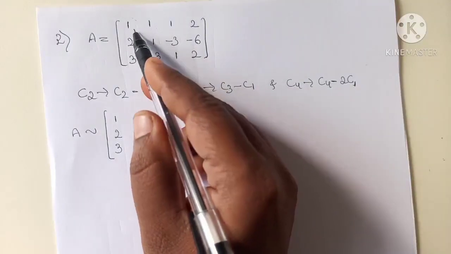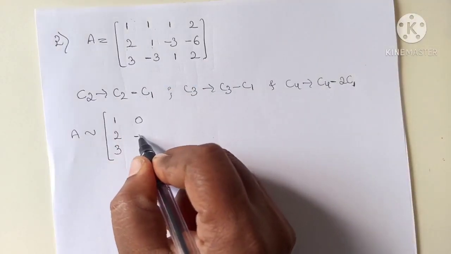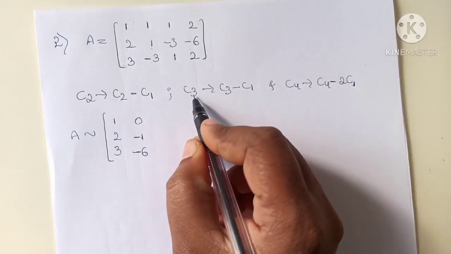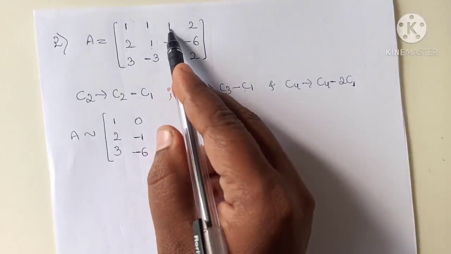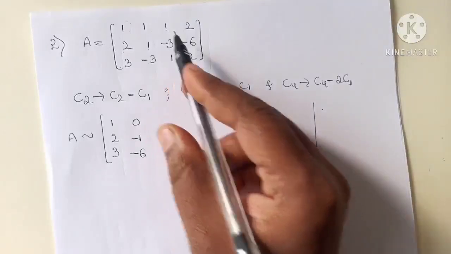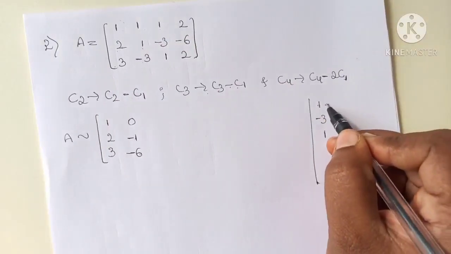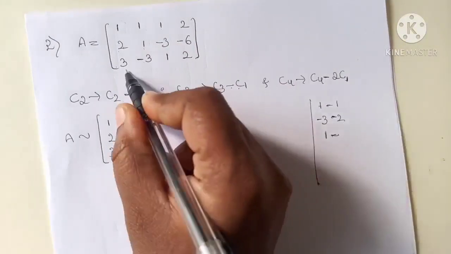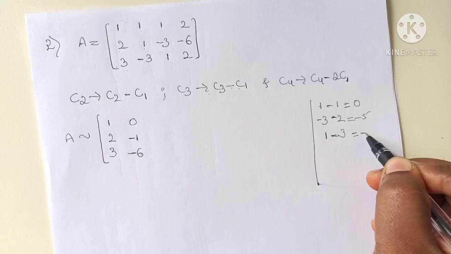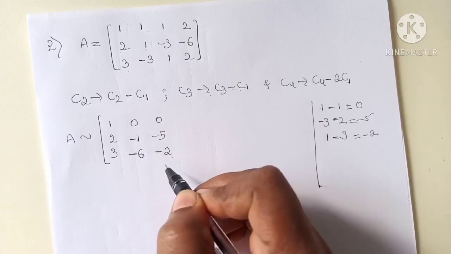C2 minus C1 equals 1 minus 1 equals 0, 1 minus 2 equals minus 1, minus 3 minus 3 equals minus 6. Next C3 minus C1. C3 elements are 1, minus 3, 1, minus C1, 1, 2, 3, which equals 0, minus 5 and minus 2. Thus C3 elements are 0, minus 5, minus 2.